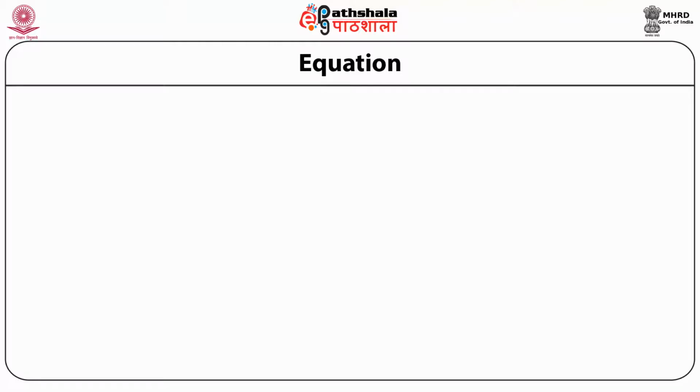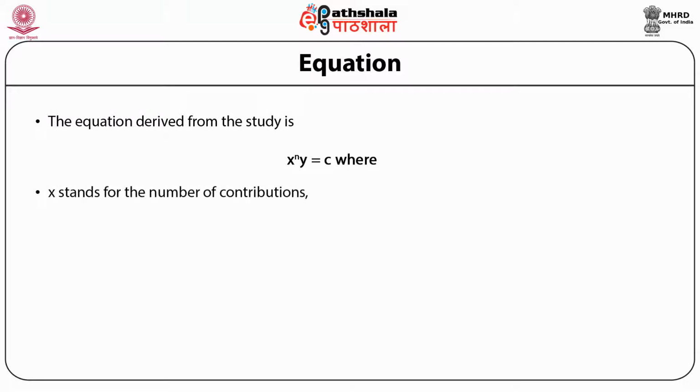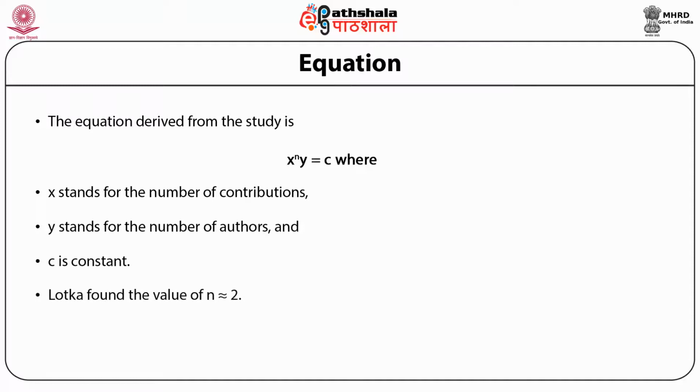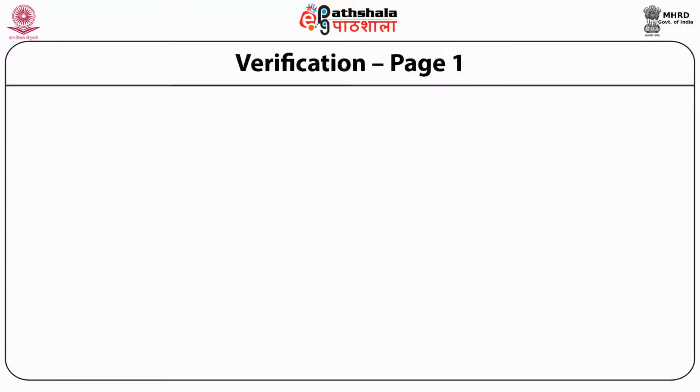The equation is x to the power n into y is equal to C, where x stands for the number of contributions, y for the number of authors, and C is a constant. Lotka found the value of n is roughly 2. It is the verification of Lotka's law, page 1.